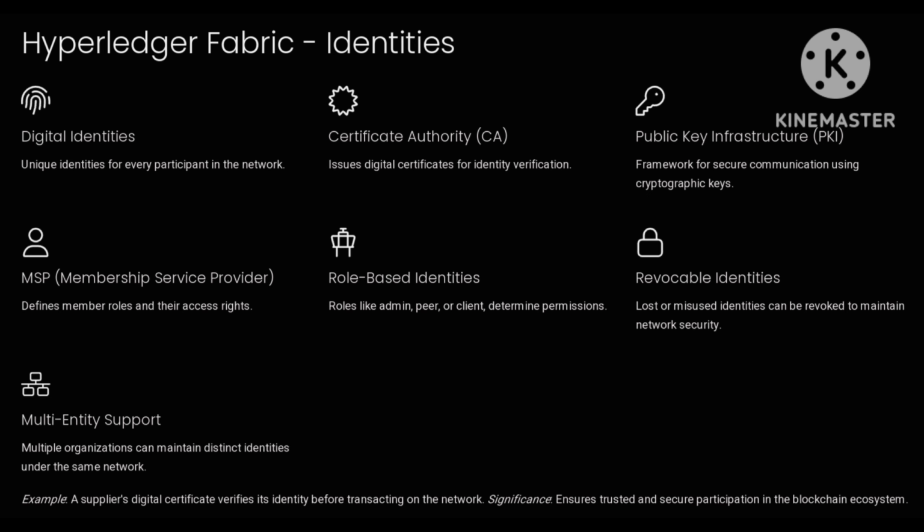Role-based identities. Each role comes with specific permissions. For instance, an admin can manage network policies, while a client can only initiate transactions. Revocable identities. If a participant loses their credentials or violates network rules, their identity can be revoked, maintaining the security of the network.